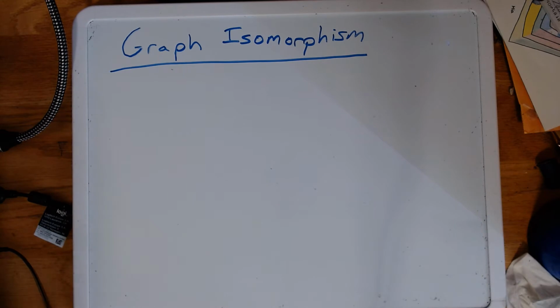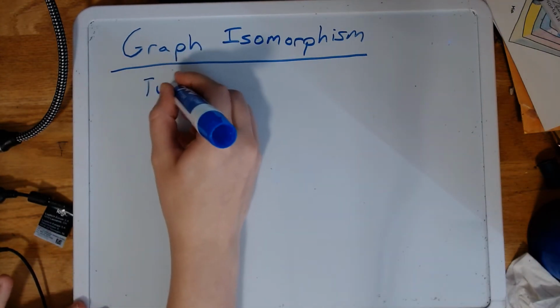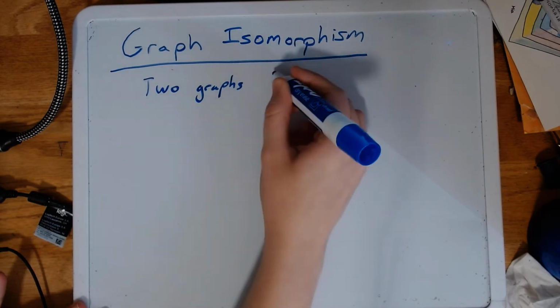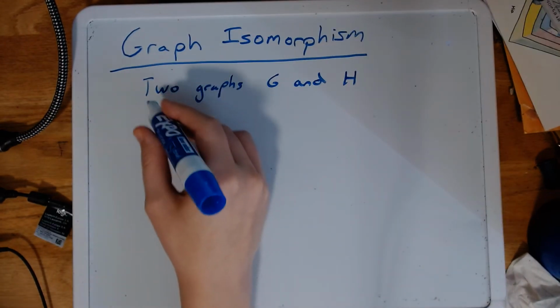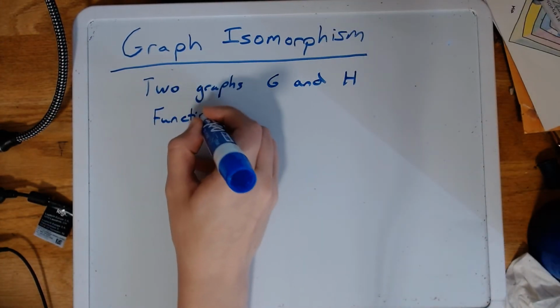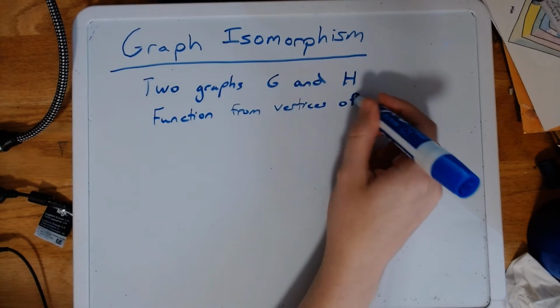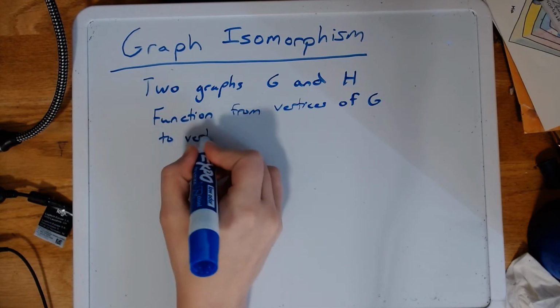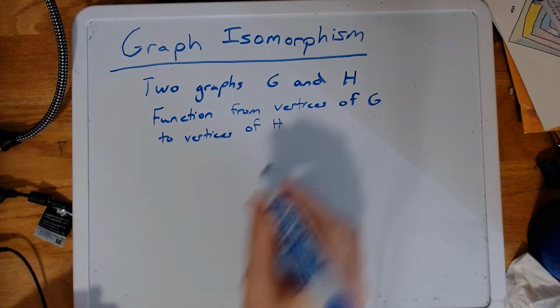So there's a jargony way to do this and sort of an informal way to do this. We'll talk about the more jargony way in class, right? The formal, what we actually need. But the idea is, if we have 2 graphs, G and H, we want a function that goes from the vertices of G to the vertices of H that keeps the edges the same.